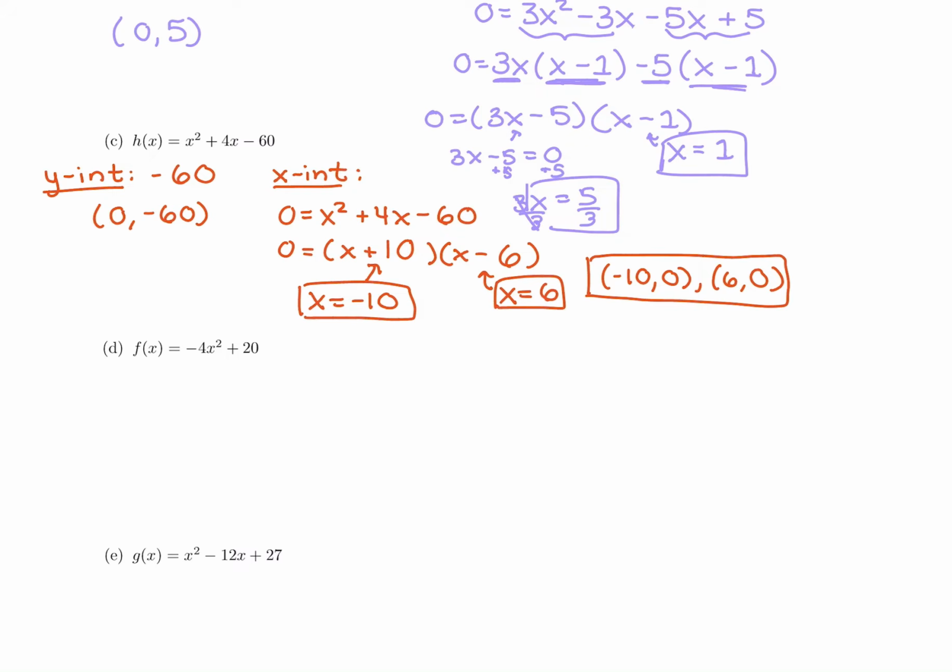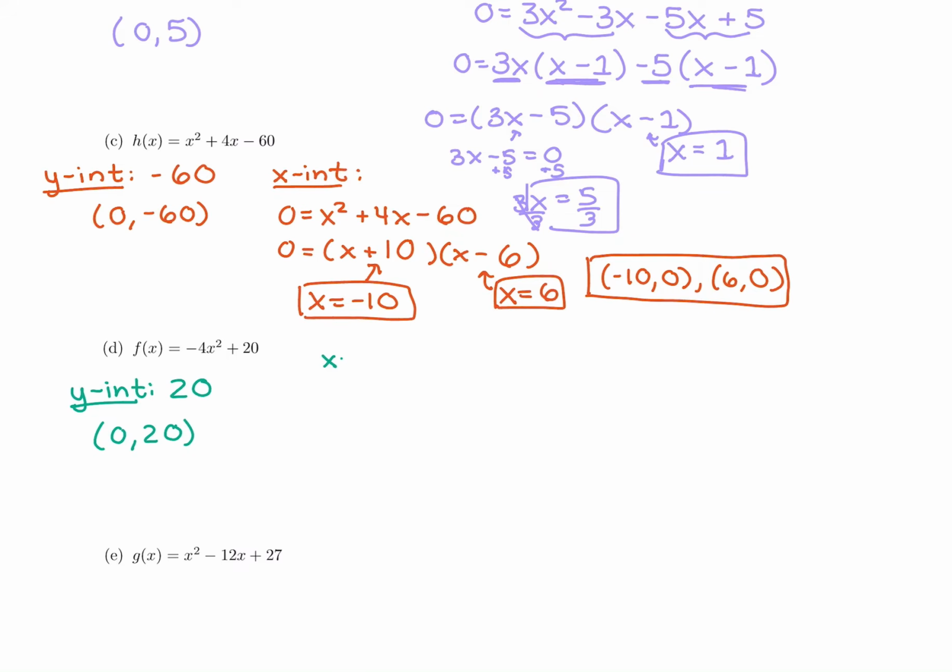If we look down at the next one, we're going to find x and y intercepts again. But we have a different looking function. It doesn't change how we do our work. Our y-intercept, we're going to plug in 0 to this. When you plug in 0, you get 20. So our y-intercept is (0, 20). When x is 0, y is 20.